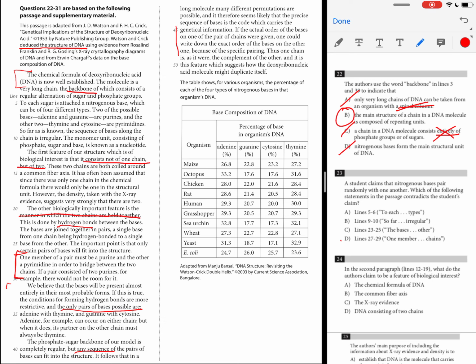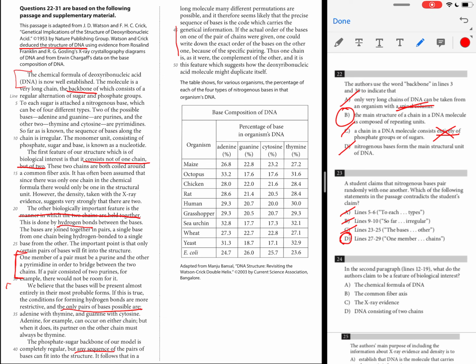I can check the others, 23, 25. "The bases are joined together in pairs, a single base forming a chain, one chain being hydrogen bonded to a single base from the other." This is saying that they form pairs. It doesn't say that they have to be a certain set, though. So it doesn't exactly disprove the student. The first two are background information. I can pretty much be certain that they're not going to be the right place. Okay, especially because I already have such a promising piece of evidence, 27 to 29, that's going to dispute the student. I'm going to choose that and eliminate the ones from the introduction.